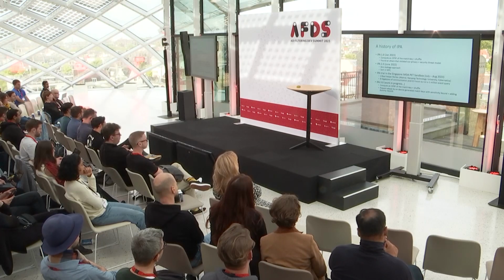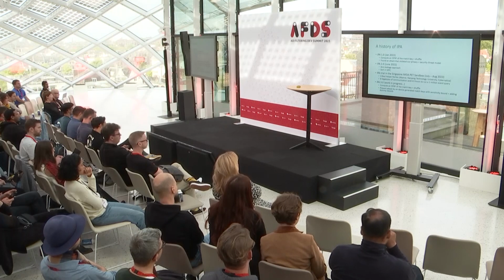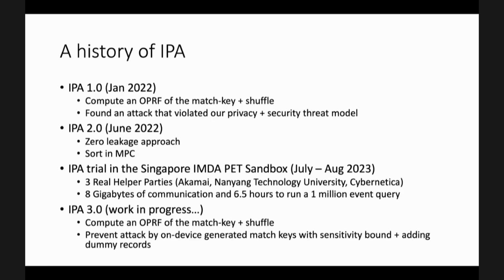So what we found was it took about 8 gigabytes of inter-helper communication and about 6.5 hours to run a 1 million event query. Now, there's lots of things we can improve here. This is single core, single threaded, so we need to go parallelize our code base. And it's just some technology things we can do, but also we've gotten a lot of really good advice about how to overall improve the architecture for much more horizontal sharding capabilities. I'll talk about that in a sec.